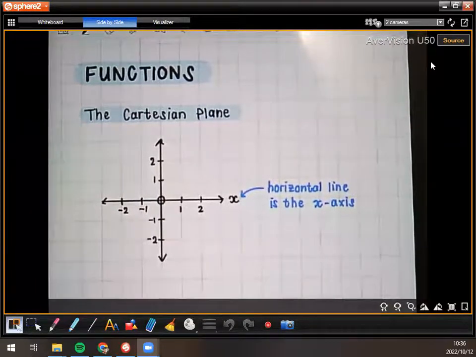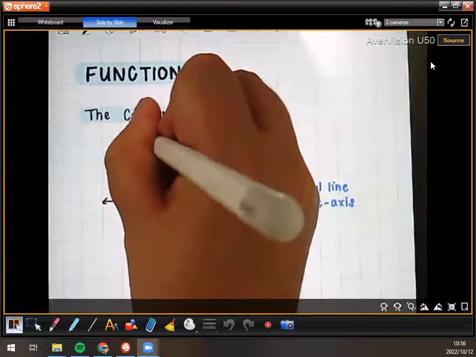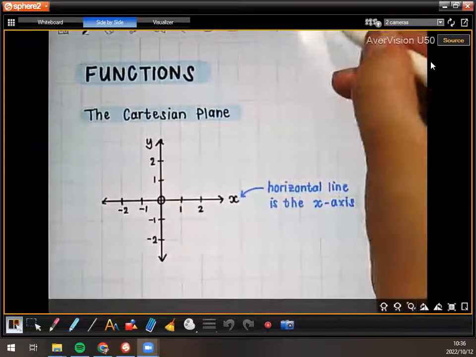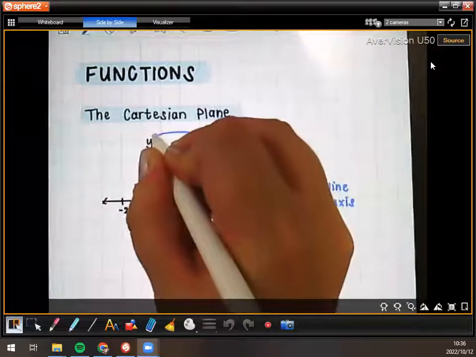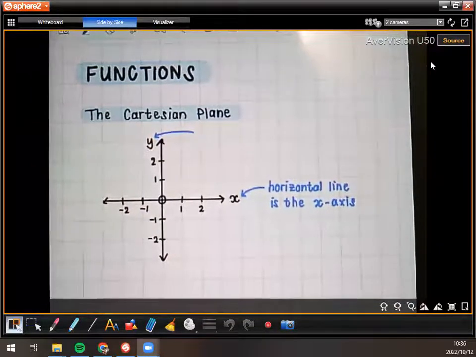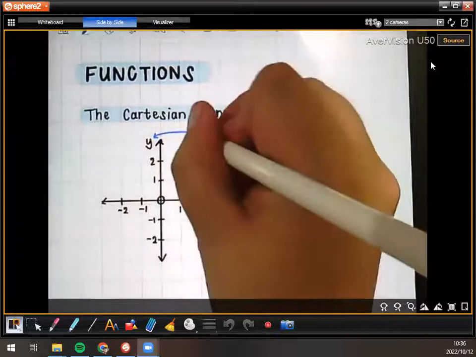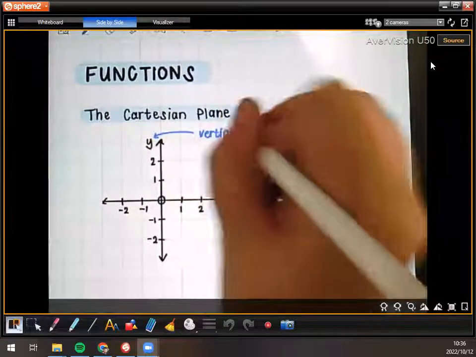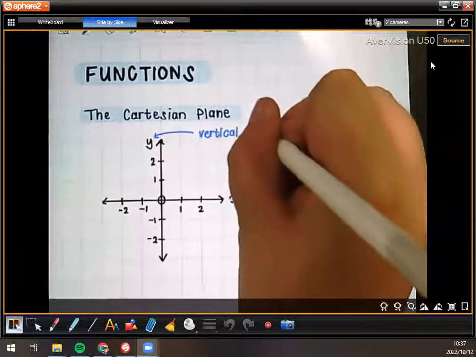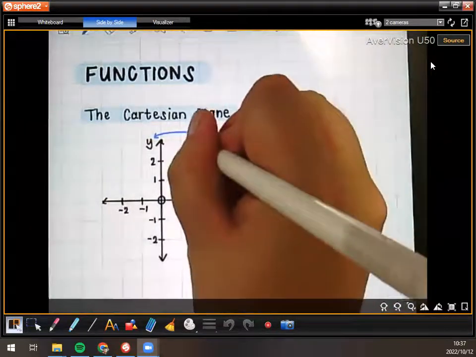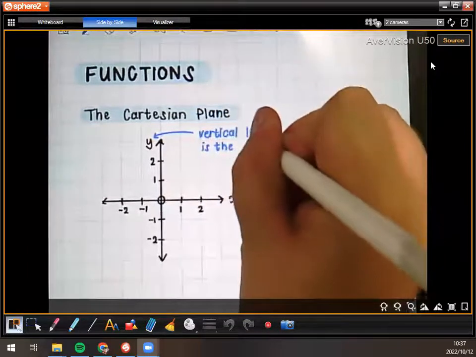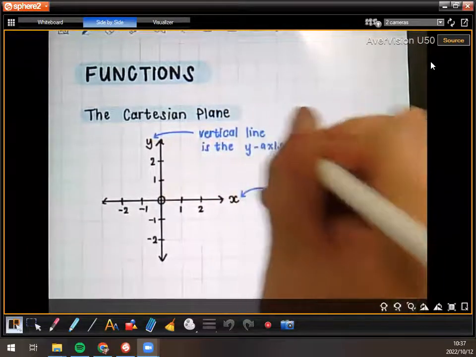And guys, the vertical axis is called the y-axis, so please put a y next to that arrow. And that will also never change. That is always going to be the y-axis. So the vertical line is the y-axis.